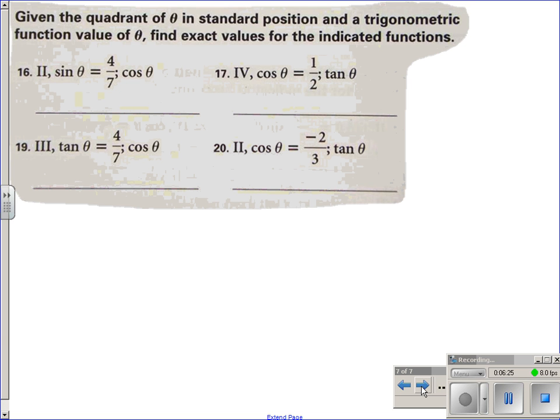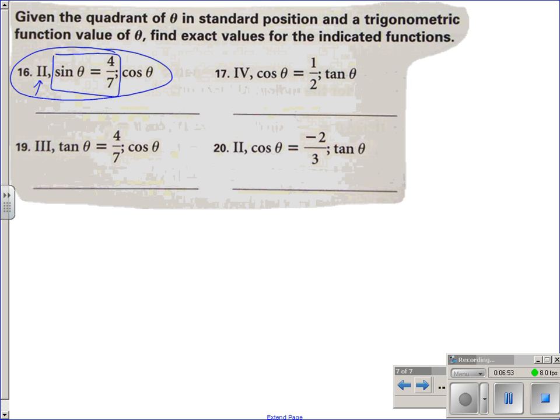The last problem says, given the quadrant of theta in standard position and a trigonometric function value of theta, find the exact values for the indicated functions. All right, so again, let's just do the first example. Our angle is going to be in quadrant 2. We know the sine of that angle is 4/7. The question is, what is the cosine?